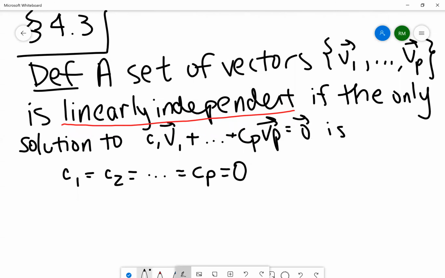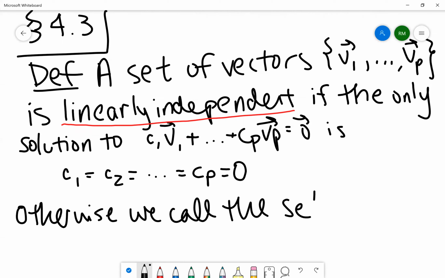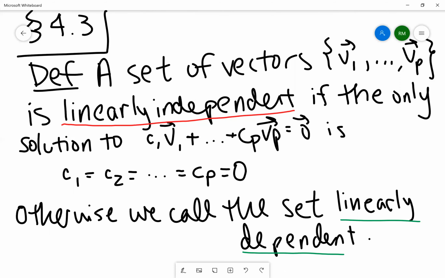Otherwise, we call the set linearly dependent. So a set is going to be linearly dependent if there is a solution to that vector equation where one or more of the coefficients are not equal to 0. You've seen this before, so a lot of it is very familiar.